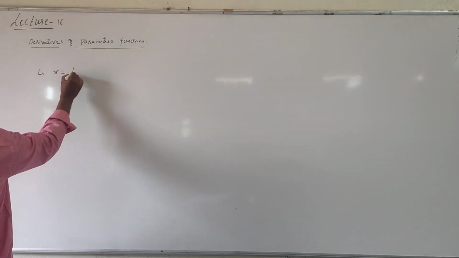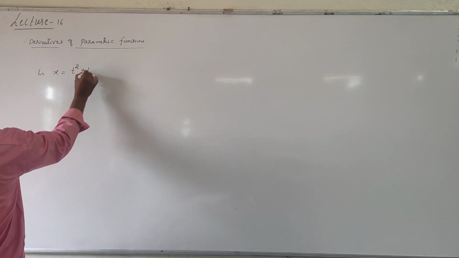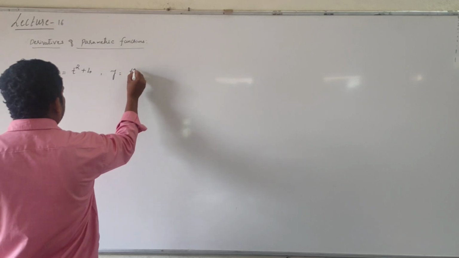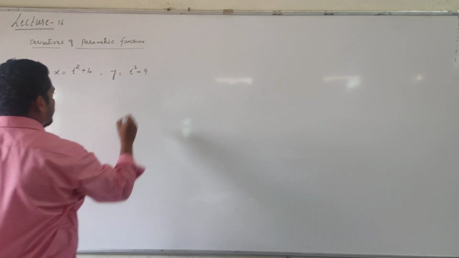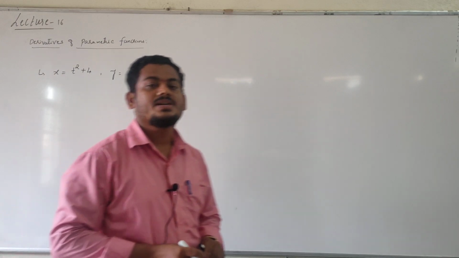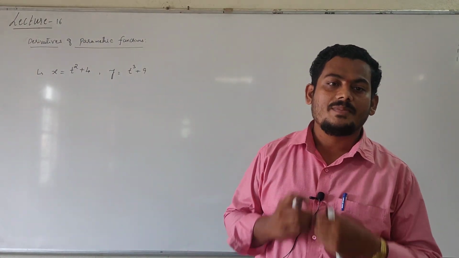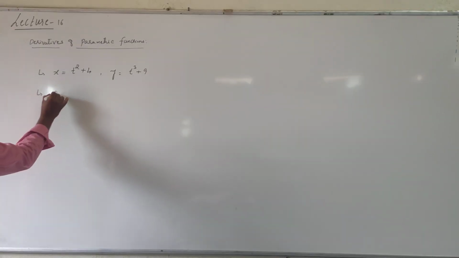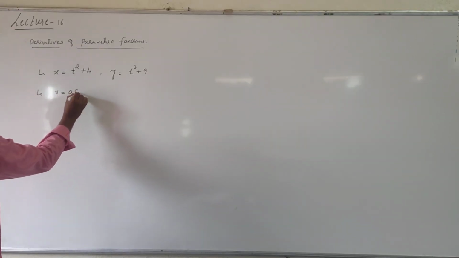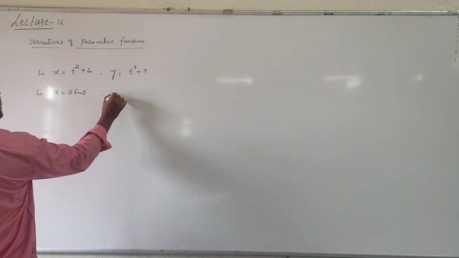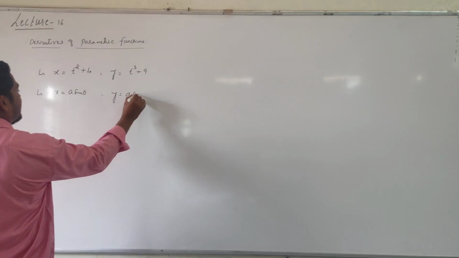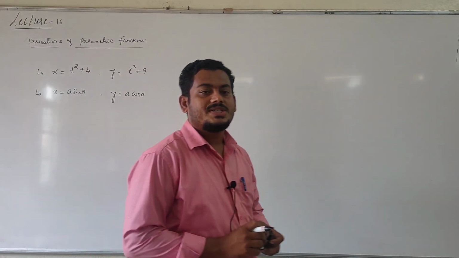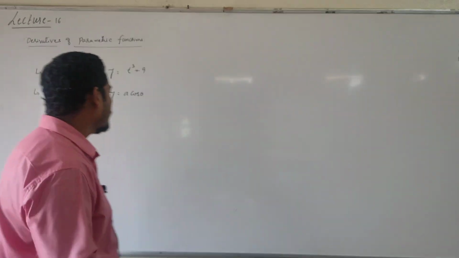x equal to t square plus 4, y is equal to t cube plus 9. It is parametric function or parametric form. Or x equal to a sin theta, y is equal to a cos theta. This is also a parametric function or parametric form.